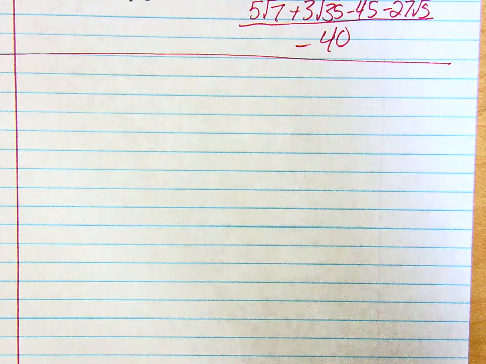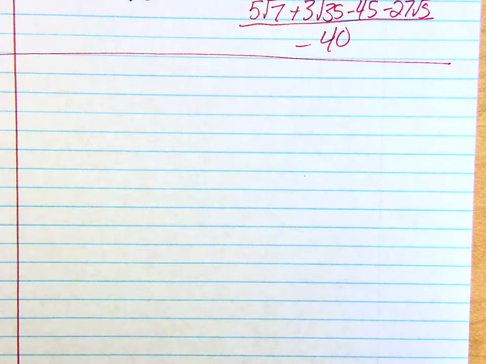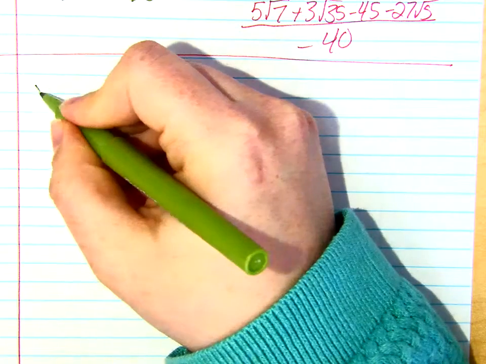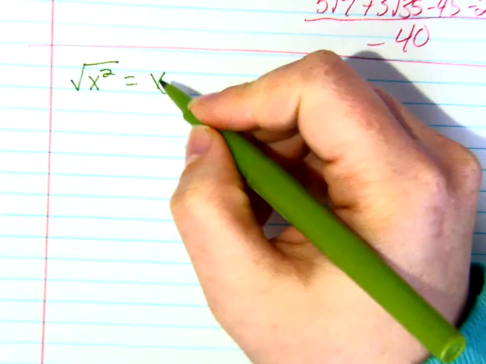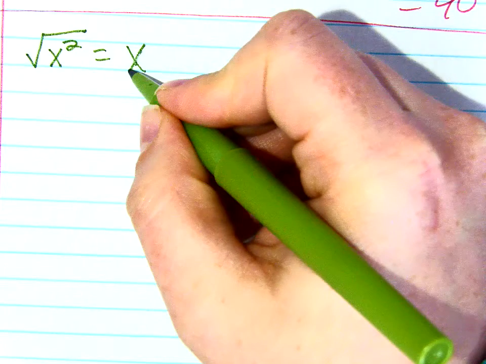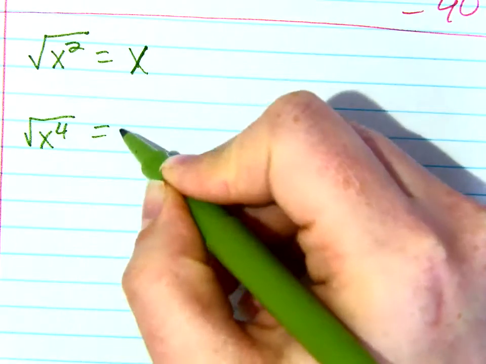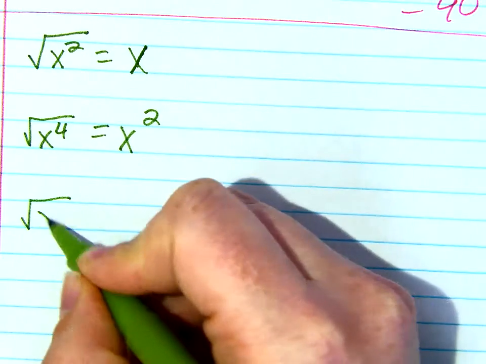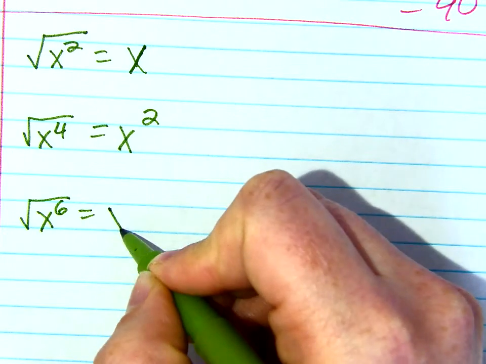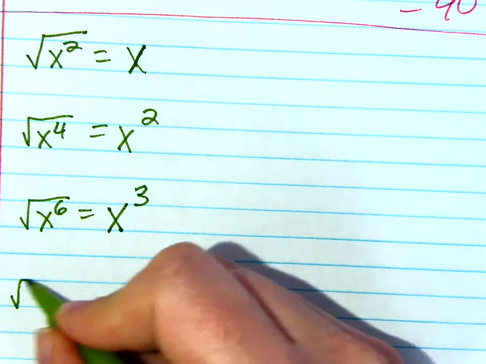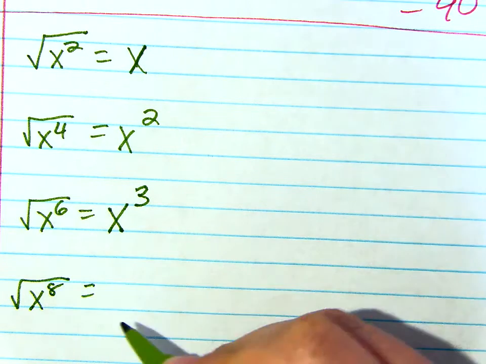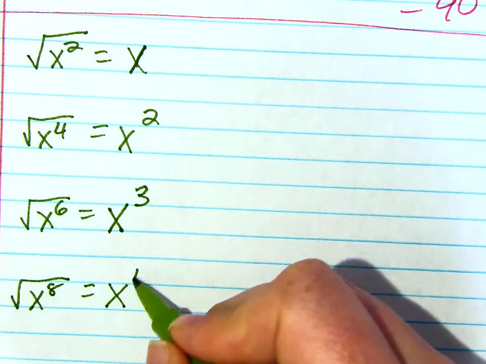All right, so now we are going to try for like the 30th time to make a video on simplifying square roots when there's variables underneath. So first, let's just recap. Guys, what's the square root of x squared? Just x, right? What is the square root of x to the fourth? X squared, right? What's the square root of x to the sixth? X to the third. Yes, right? So the square root of x to the eighth would be x to the fourth, right?